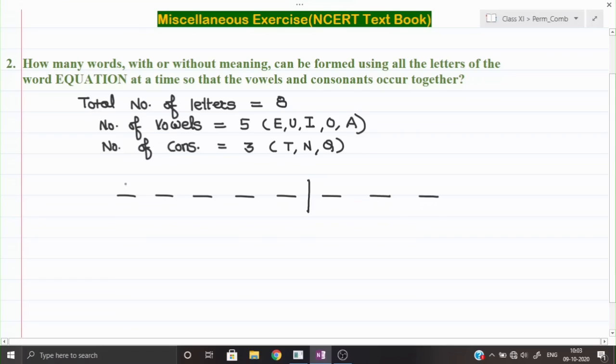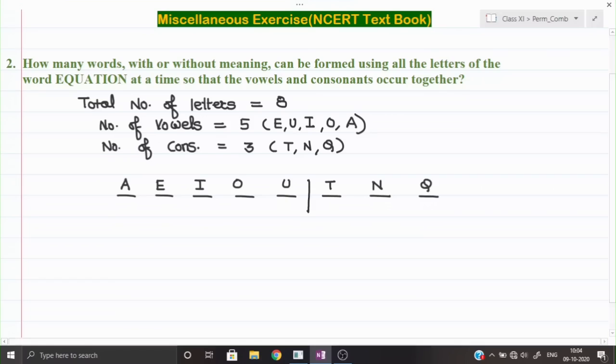So the vowels are sitting over here like this, A, then E, I, O and then U. They can mutually change their places, means right now A is in the beginning, O can come in the beginning, A can go at the last, E can go at the second last, means internally they can change their places. Similarly, the consonants are coming together, T, N and then Q, right? Again they can internally change the places.